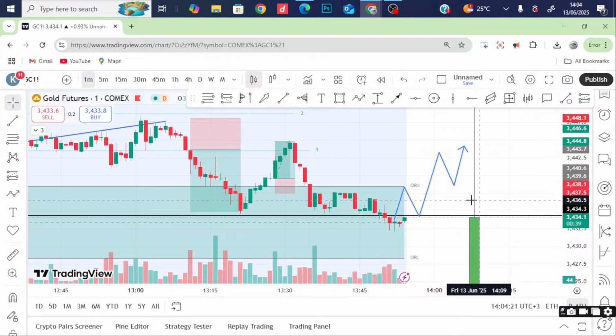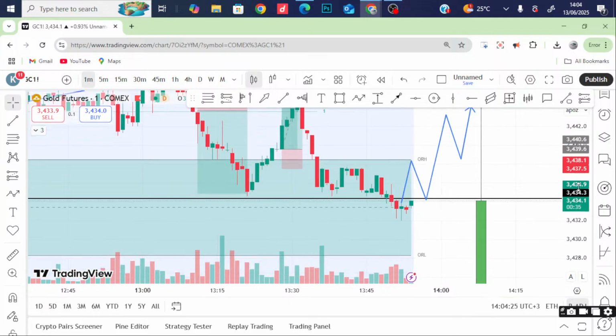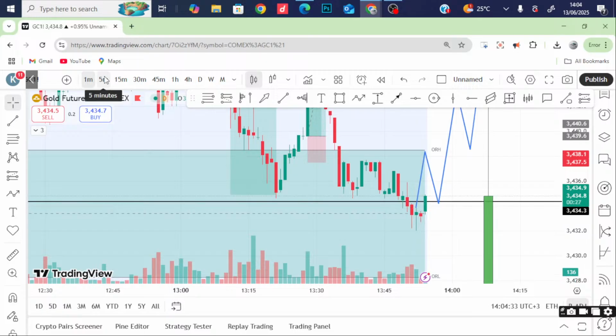There is a rejection on the downward side. There is a rejection on the downward side. So we are having a consolidation. So we just become patient and wait for the market to play out. So that's the only thing we can do, to wait.